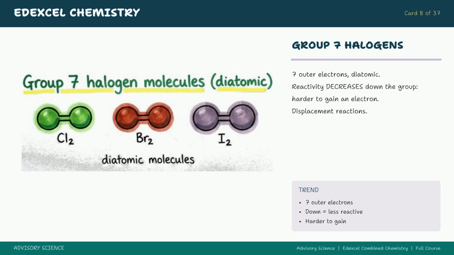Halogens. Group 7 halogens all have 7 outer electrons and exist as diatomic molecules, Cl2, Br2, and I2. At room temperature, chlorine is a green gas. Bromine is an orange liquid, and iodine is a grey solid. Reactivity decreases down the group. It's the opposite of group 1. And this is because the outer shell is further from the nucleus, so it's harder to gain an electron. A more reactive halogen displaces a less reactive one from its salt.